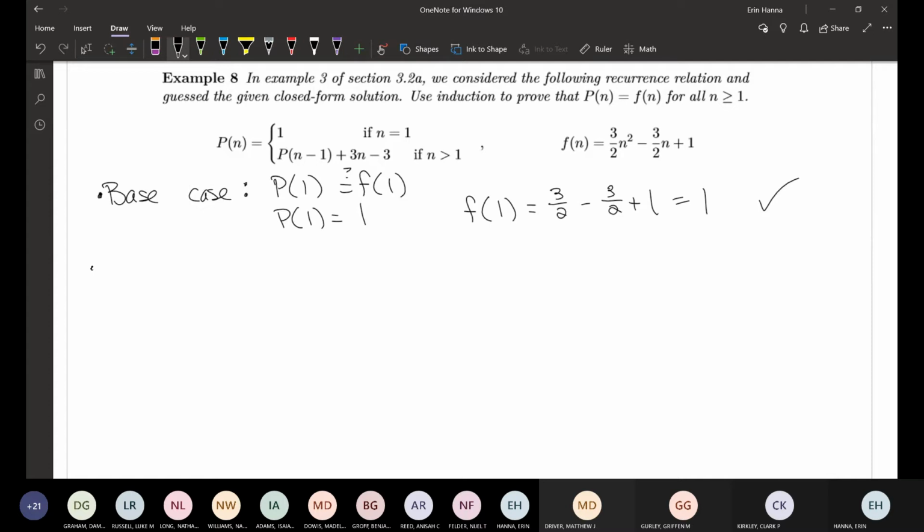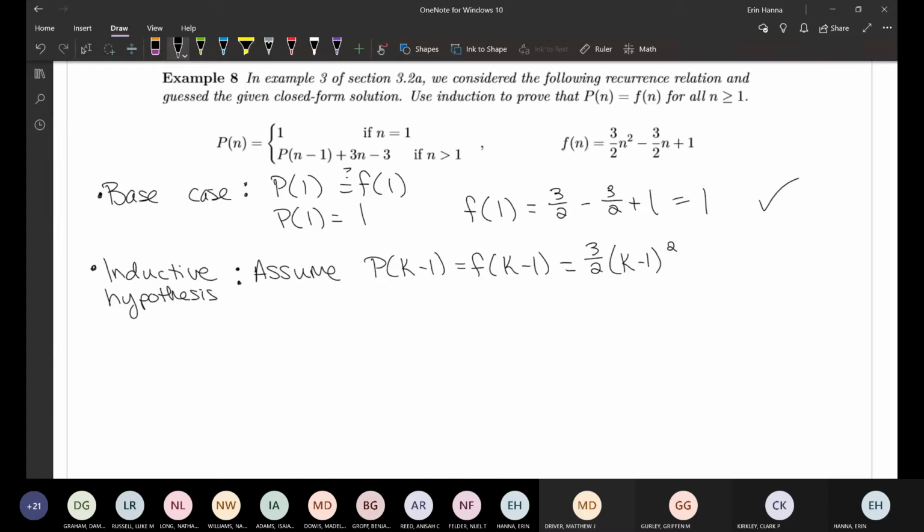Inductive hypothesis. I love induction, guys. And that's our assumption that it's true for some k minus 1 for k greater than 1. So assume P of k minus 1 equals f of k minus 1. This one's going to get a little bit gross algebraically, but it's going to be all right. If I can do it with my terrible arithmetic brain, y'all can do it too. And we always say for k greater than 1.